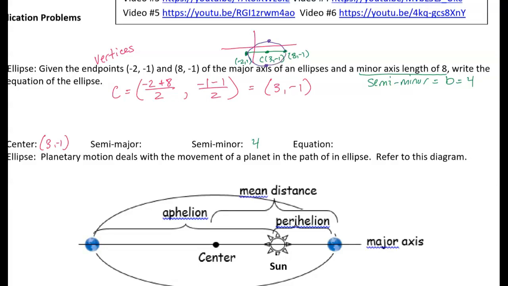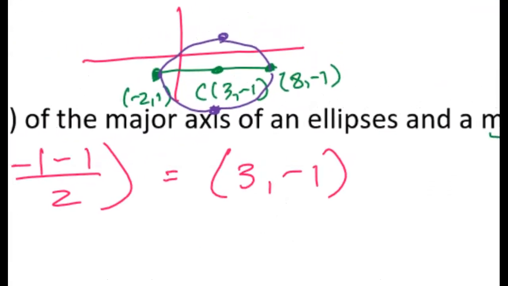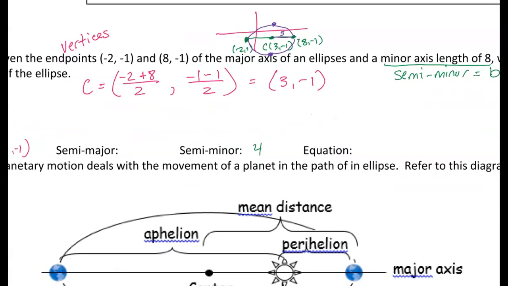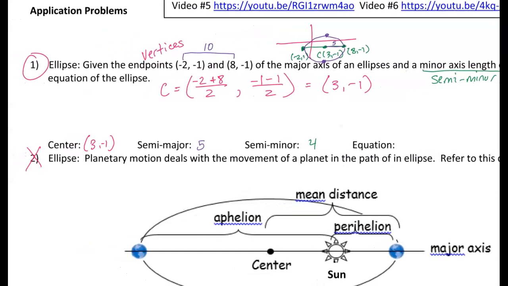What is the last piece I need? The A. What is A? And how did you get 5? Yeah. So here you can see the center is at 3, -1. The vertex is at 8, -1. Those are a distance of 5 apart. So our A value is 5. You could also look at the endpoints and see that -2 to 8 is a length of 10. We divided by 2 to get our semi-major axis.